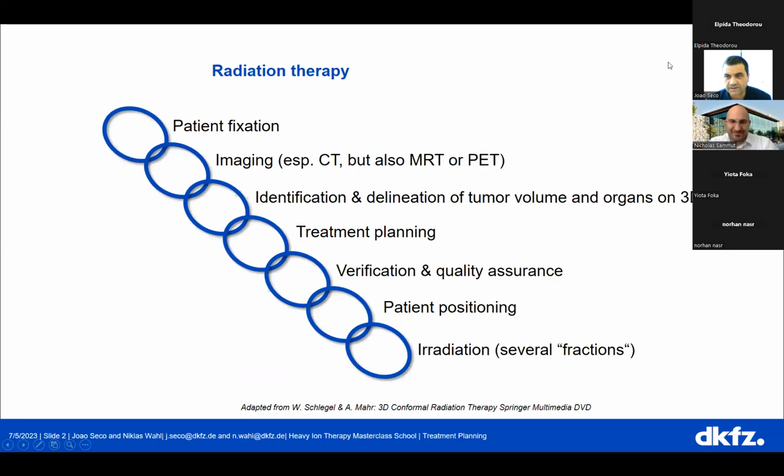So from a treatment planning perspective, from a radiation therapy perspective, there are literally many steps to forming an effective radiation therapy treatment. There's the patient fixation, imaging, identification of delineation, treatment planning, verification, and QA. And a lot of these things have already been dealt with. I'm going to focus on the treatment planning aspect that is one of the key elements of the whole process.